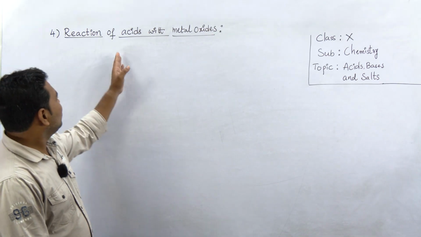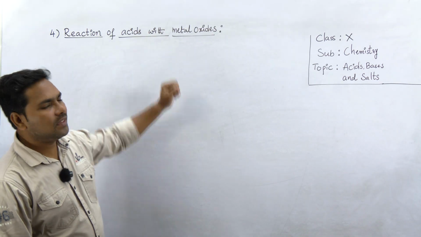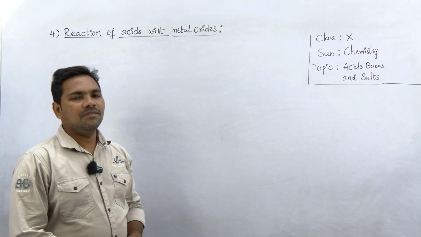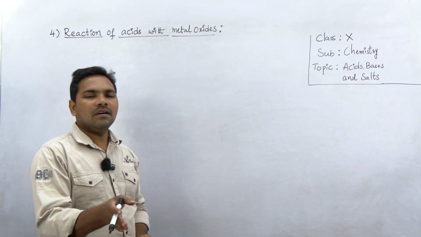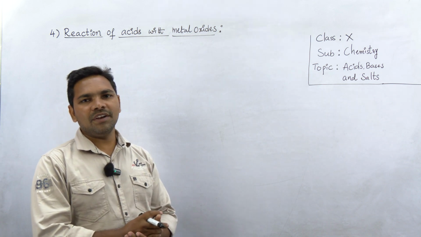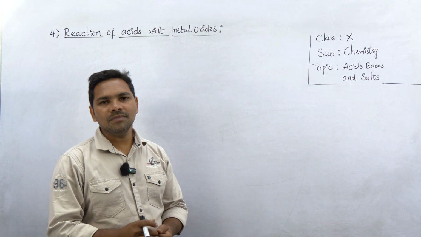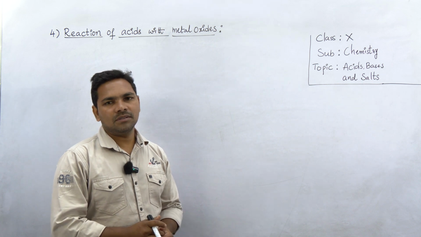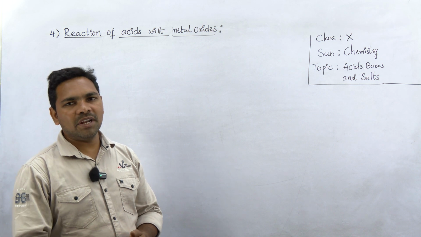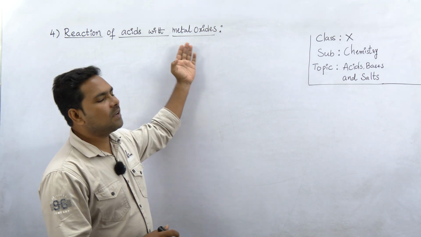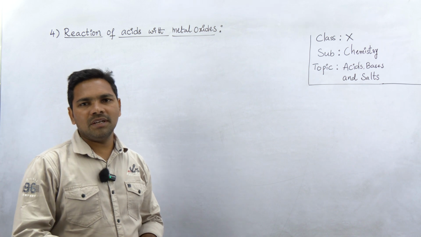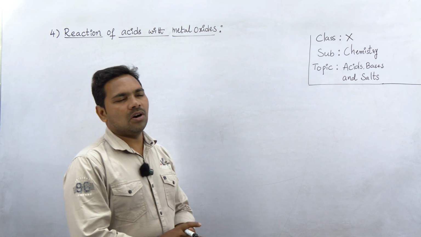Yeah, the next property of acids: reaction of acids with metal oxides. What are metal oxides? We know any metal reacts with oxygen to form its metal oxide. It is right from highly reactive potassium to least reactive copper. All these metals generally react with oxygen to form their metal oxides. For example, potassium combines with oxygen to form potassium oxide. Sodium forms sodium oxide. Like every metal forms its own oxides.